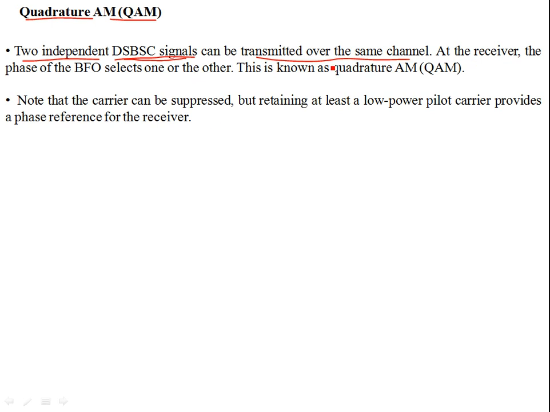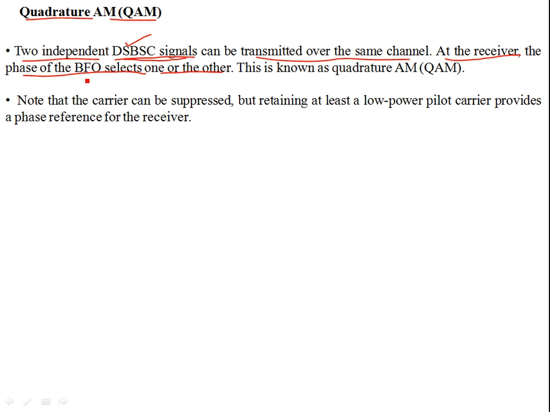So on the same channel you have two independent DSB-SC signals which are modulated by carriers of the same frequency, call it omega c, but the phase difference is 90 degrees. So they are orthogonal. It's just like I and Q signals. At the receiver, the phase of the beat frequency oscillator or local oscillator selects one or the other.